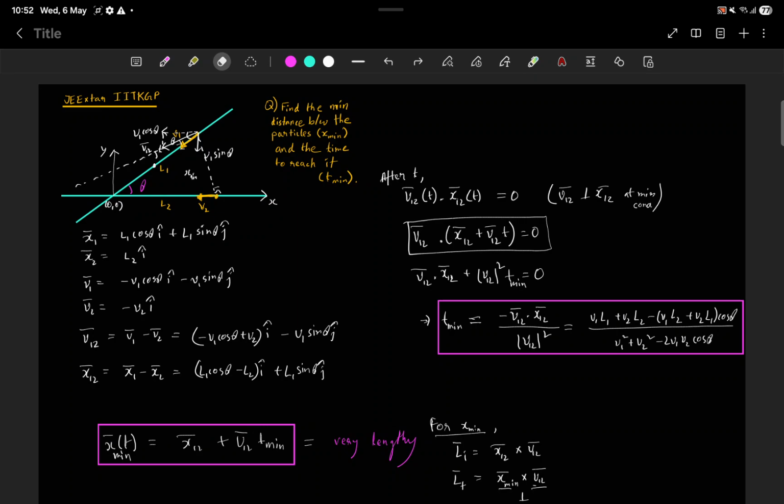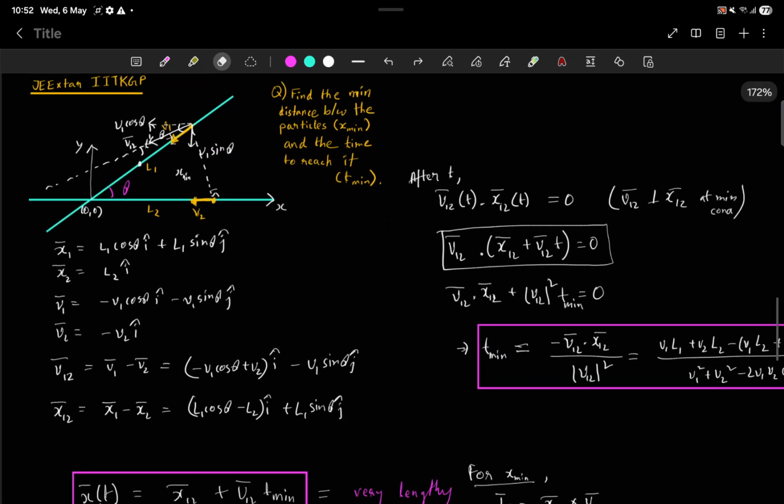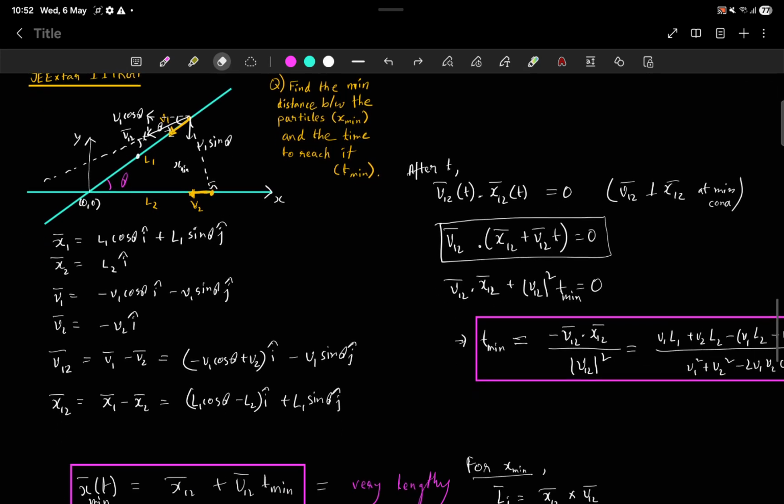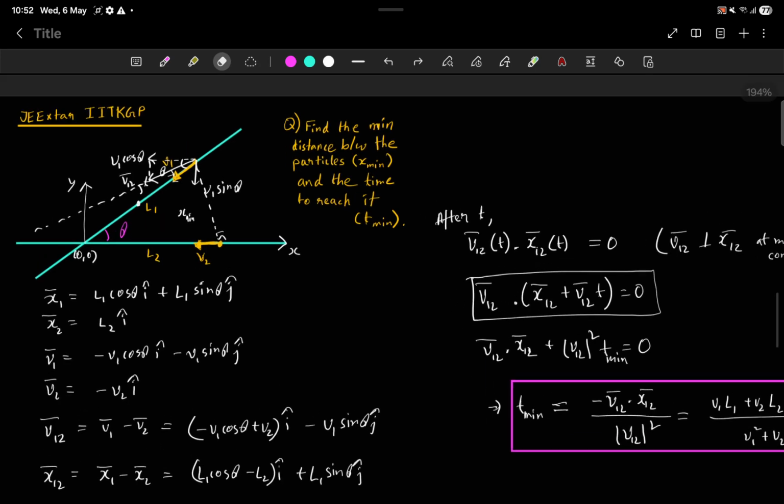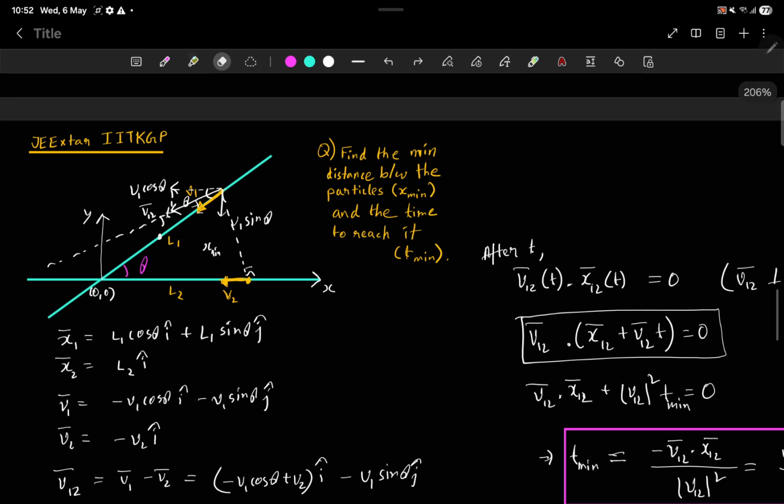So here I discuss a very nice conceptual problem about relative velocity and displacement. So what is the question? Here there is a particle. This particle is going in this direction, and this particle is going in this direction with velocity v1. This is v1, and this is v2. Initially they are at distance L2 from this origin. We have defined the axis here, and this angle is theta, given, and this is L1.